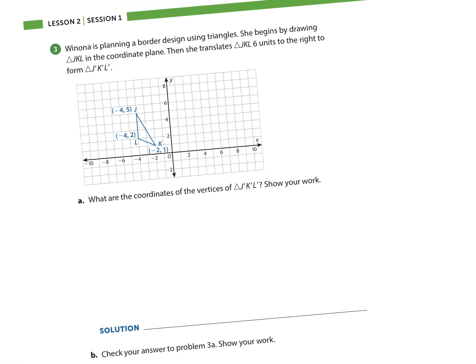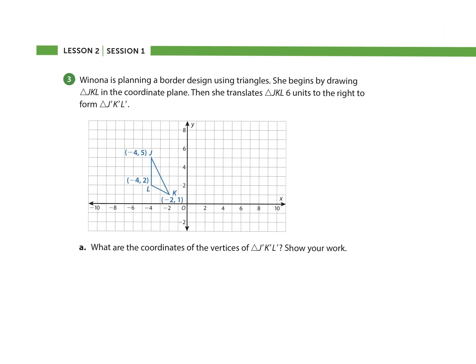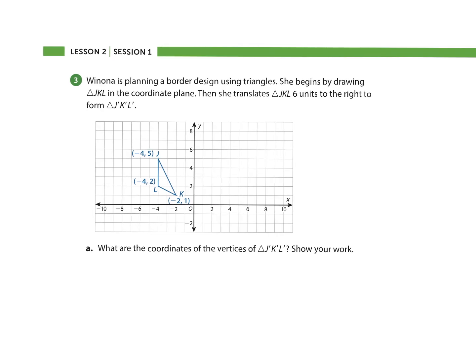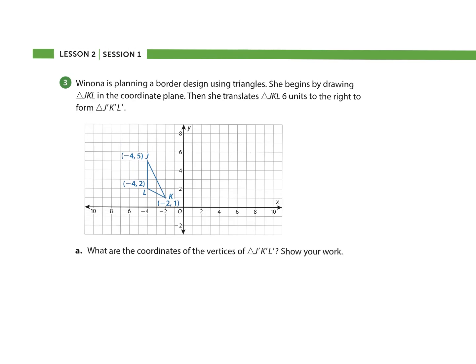All right. So we've got Winona. She is planning a border design. She begins by drawing triangle JKL in the coordinate plane. Then she translates 6 units to the right to get triangle J prime, K prime, L prime.